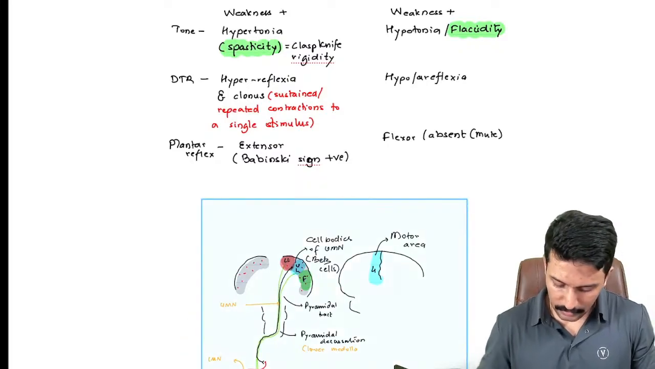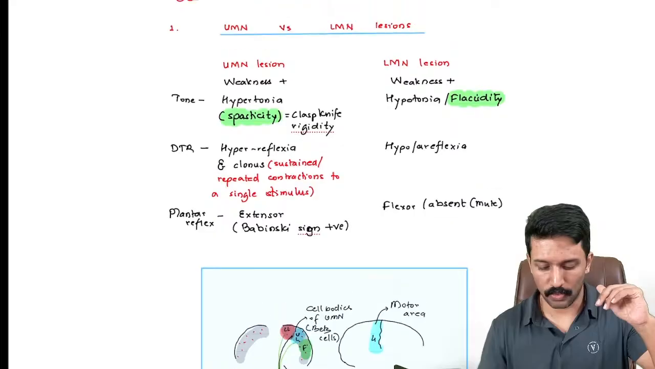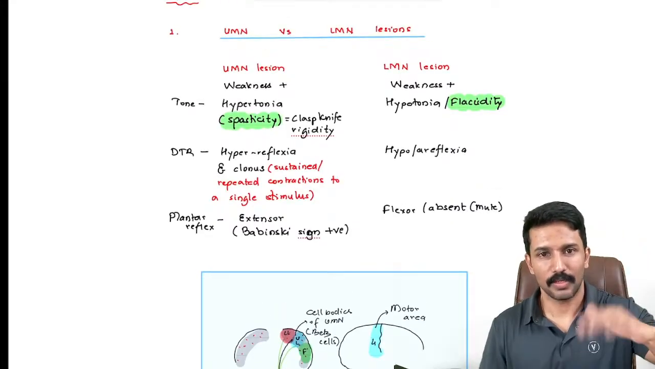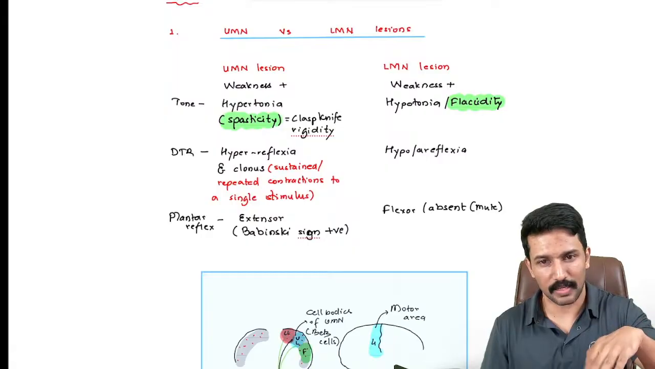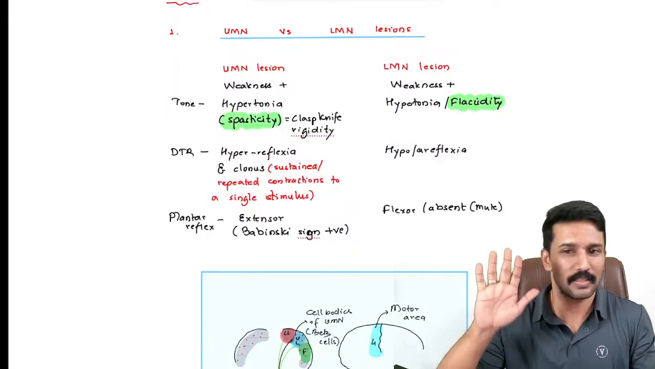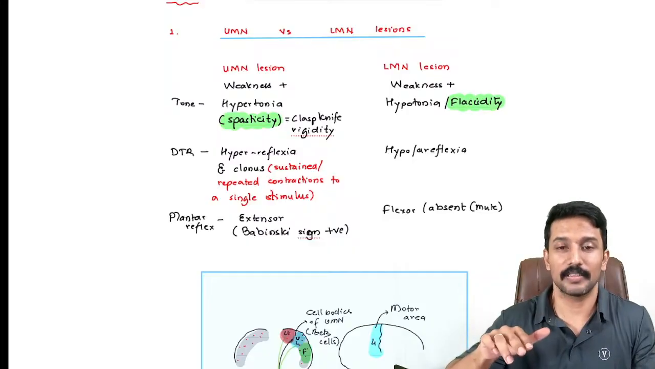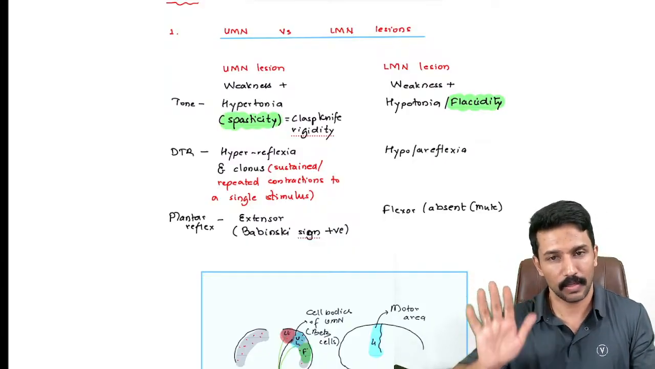So now we understand that when we talk about LMN, everything is going down. Means what? The tone is down, reflexes are down, and the plantar response is also going down, flexor. When UMN is damaged, everything goes up. Means your tone is increased, hypertonia or spasticity, deep tendon reflexes are exaggerated, and the plantar response is extensor, right?